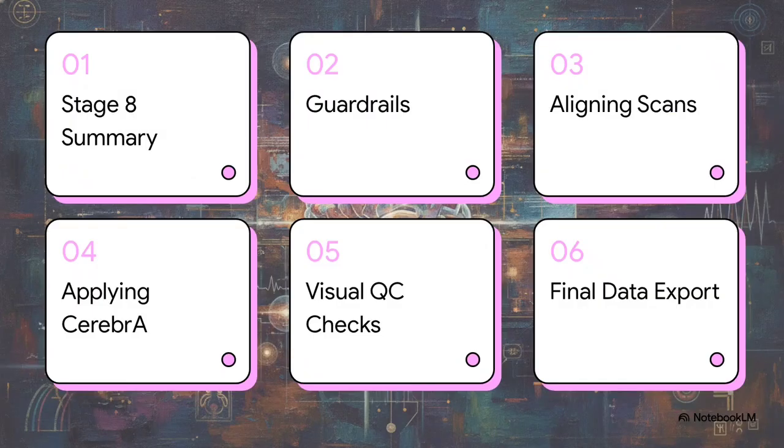So, here's our quick roadmap for today. 1. The Stage 8 summary. 2. Strict rules and guardrails. 3. Aligning the brain scans. 4. Applying the Cerebro-Eye Atlas. 5. Visual quality control checks. And finally, 6. Final data and export.